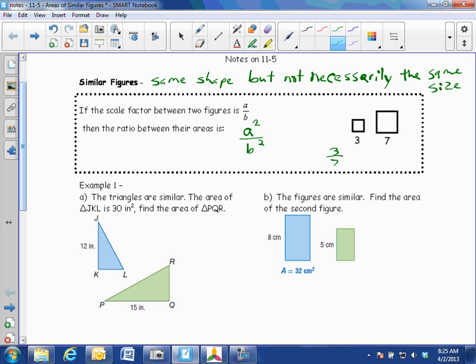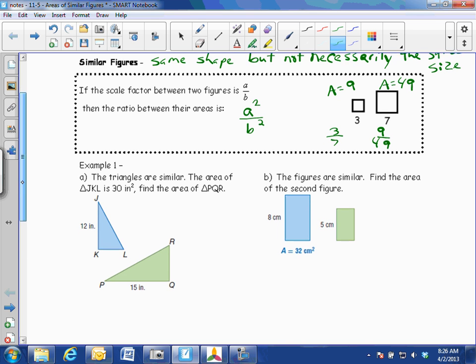What is the area of this square? 9. How about the area of this one? 49, 7 times 7. So if I was going to find the ratio of the areas, it's A squared over B squared, or 3 squared, which is 9, over 7 squared, which is 49. So we're just setting up proportions.